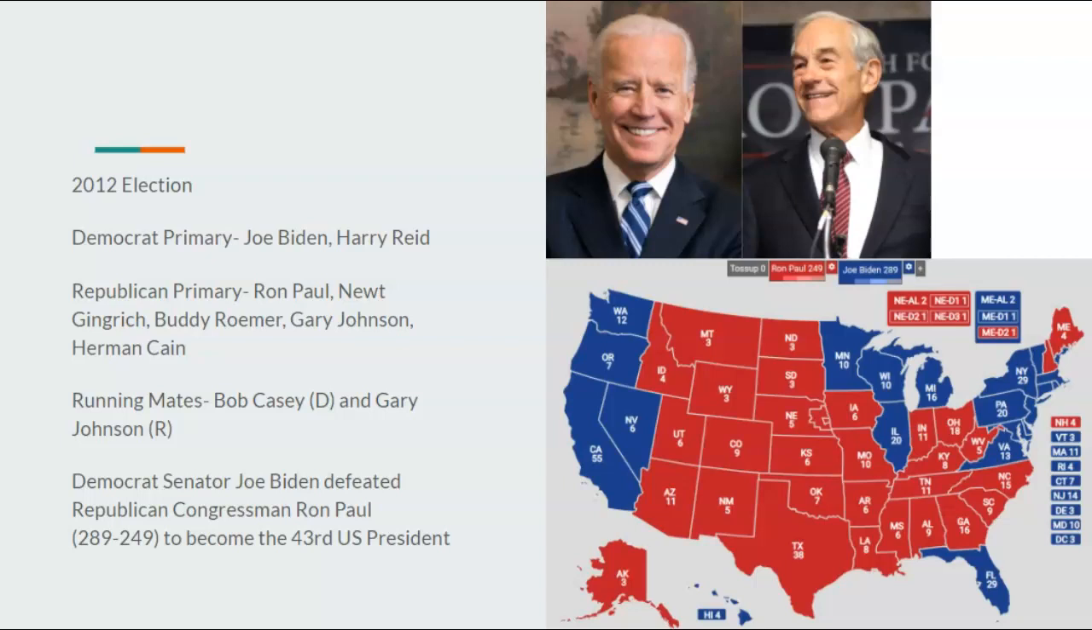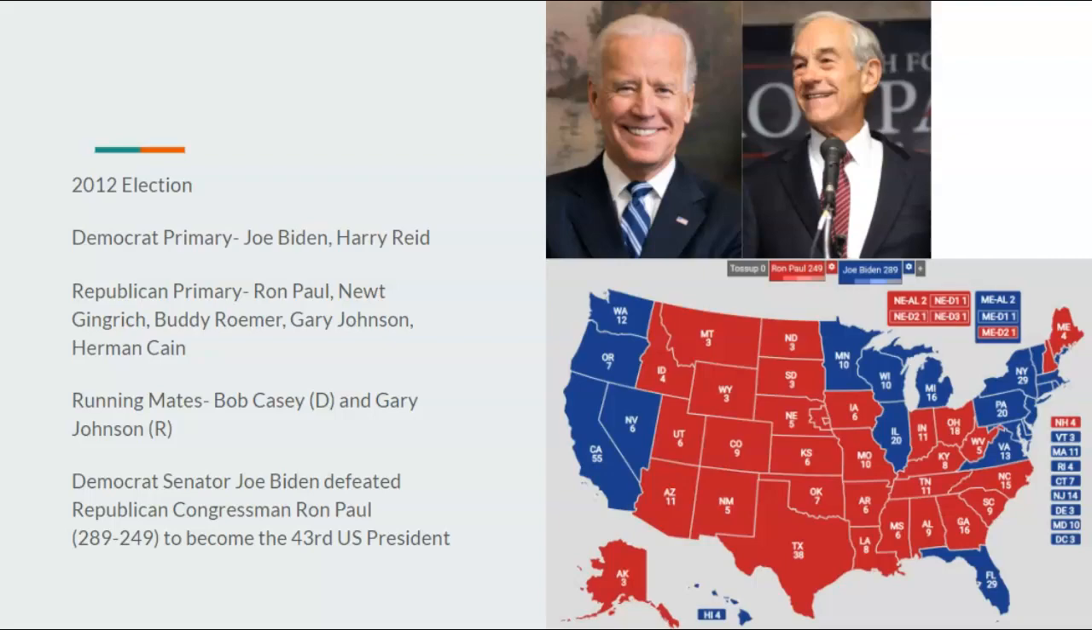And of course, Joe Biden would choose Pennsylvania Senator Bob Casey Jr. as his running mate, and Ron Paul would choose Gary Johnson as his running mate. But again, it's a very tough election. Biden does well in the Rust Belt and in Florida and the West, and Ron Paul would do well in the Southwest. He would do well in the South. He would do well in Iowa and Ohio, in those areas of the Rust Belt. But Democrat Senator Joe Biden defeats Republican Congressman Ron Paul 289 to 249 to become the 43rd president.